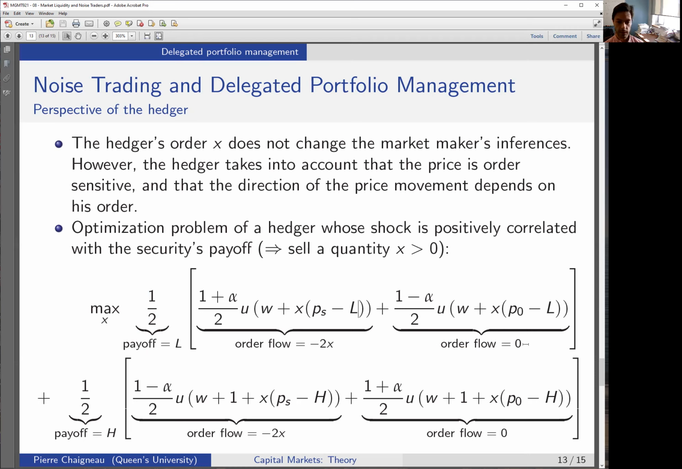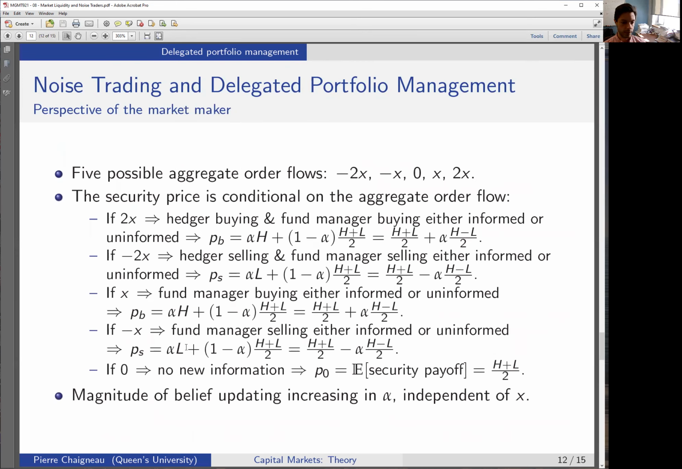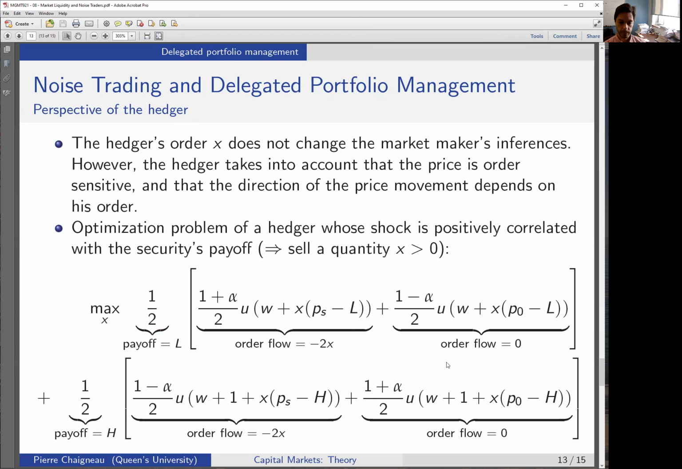Now what about the other case? The fund manager is still selling, so he's still taking a short position with a payoff equal to the price minus the payoff of the asset, which is the opposite of a long position. But now the difference is that the order flow is 0. So when the order flow is 0, what is the price? It's P0. That's why we have a price of P0 right here.